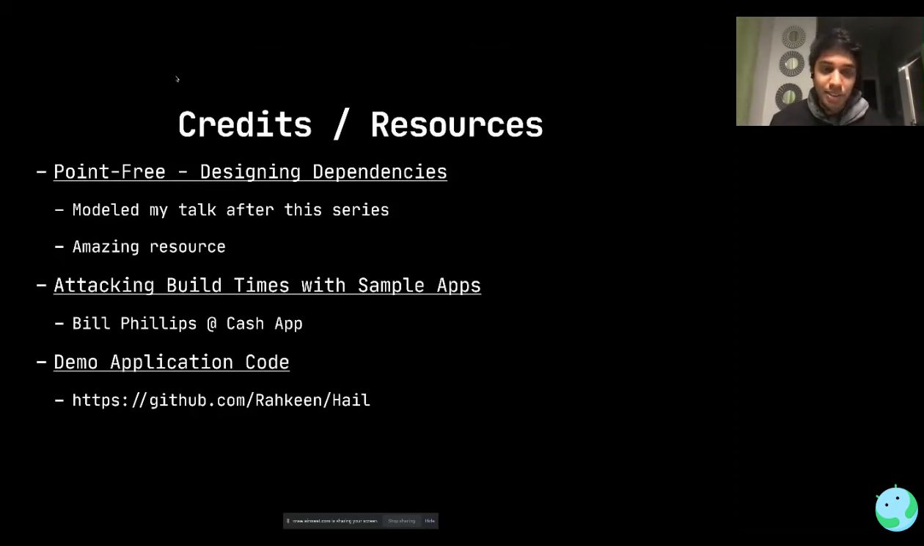And then another resource that I used in preparation for this talk was a little article that Bill Phillips at Cash App wrote on attacking build times with sample apps, where he goes over that strategy of using sample apps and keeping them really, really lean so that you can quickly iterate on UI and screens and not incur the full cost of building your entire application. And I'll post these slides, but I have a link to the demo application that I built. You can check that out on GitHub, and you can see how those Gradle modules are set up and play around with the code.